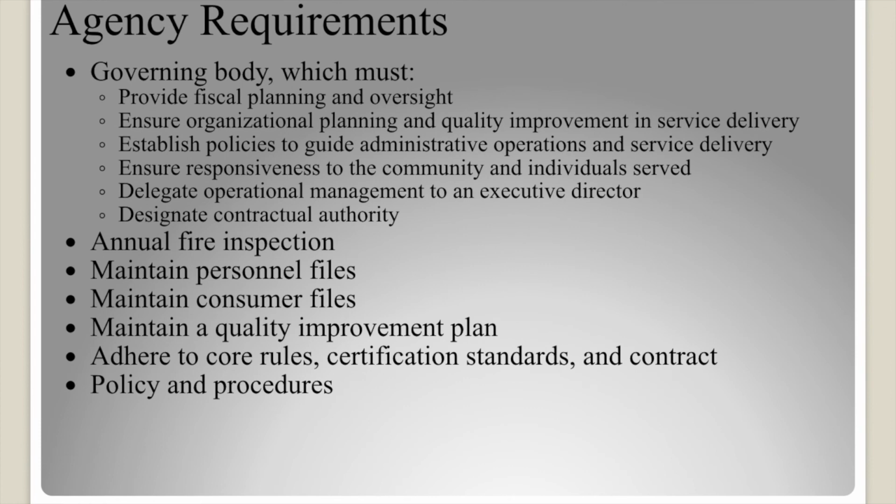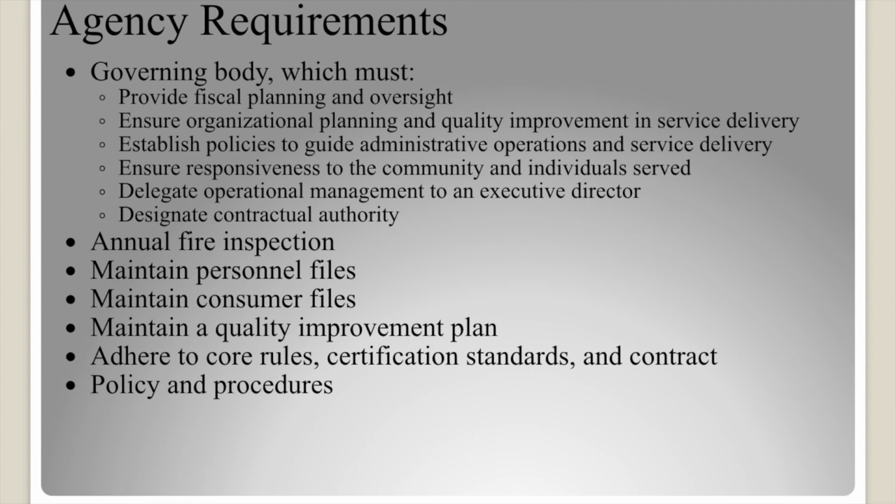Okay, now that we've gone over some of the program documentation requirements specific to each client, there are also requirements that are applicable for the agency. So we'll go over those. Each agency must have a governing body, and that governing body needs to provide fiscal planning and oversight, ensure that organizational planning and quality improvement in service delivery happens. Governing body also establishes policies to guide administrative operations and service delivery. Basically, as an agency, how are things going to happen? Ensure responsiveness to the community and individuals served. Delegate operational management to an executive director, and designate contractual authority. So who has the authority to enter into contracts with the state.